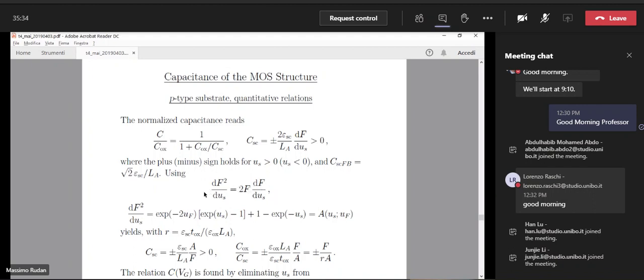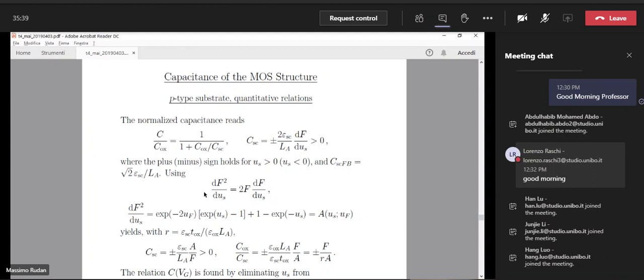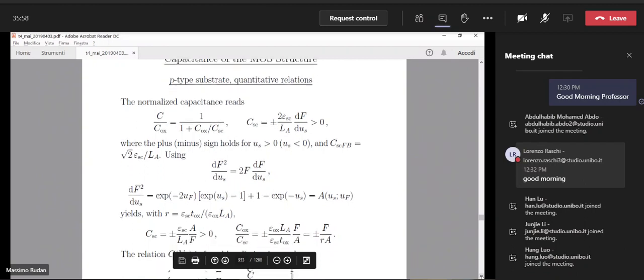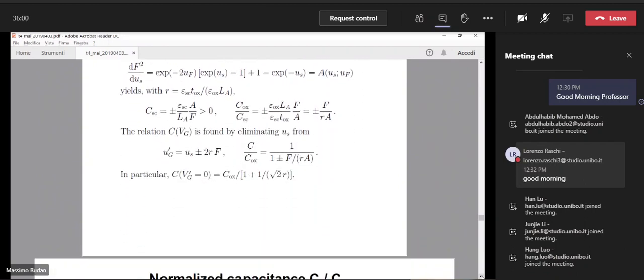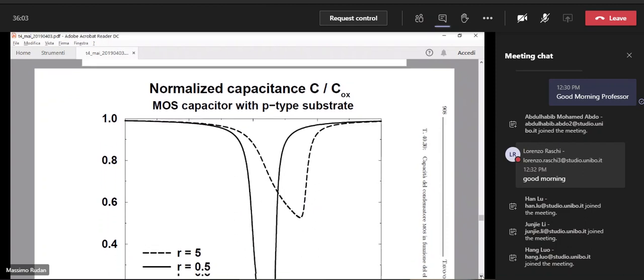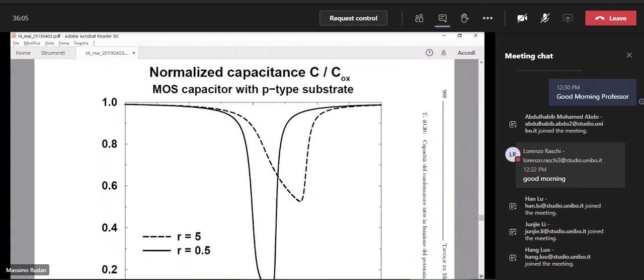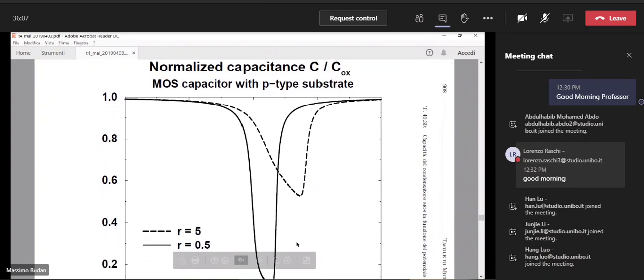So the calculation is boring because we have this function F that is not so easy to deal with, but numerically it is a very easy calculation. So we can draw a graph in which we represent the capacitance of the MOS structure as a function of the surface potential. And this is what we find.